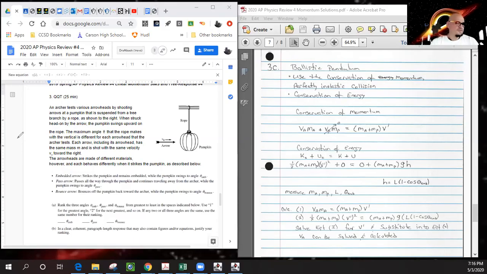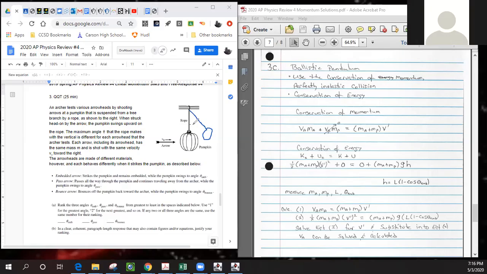Okay, so the arrows are made with the same material. Now, there's embedded arrow, which strikes the pumpkin and remains embedded. The pumpkin is going to swing upwards. So do you guys agree that in all 3 scenarios the pumpkin is going to move up, kind of like this situation here? Yeah. So here's theta. So in 3 scenarios, it's going to do this. The question is asking which one's going to be the greatest angle.